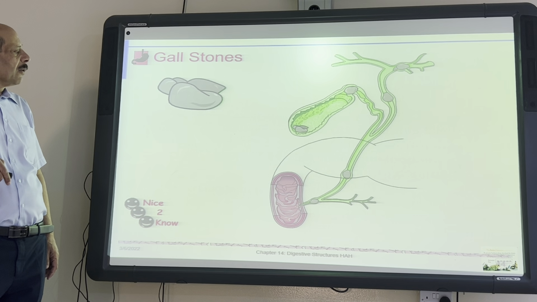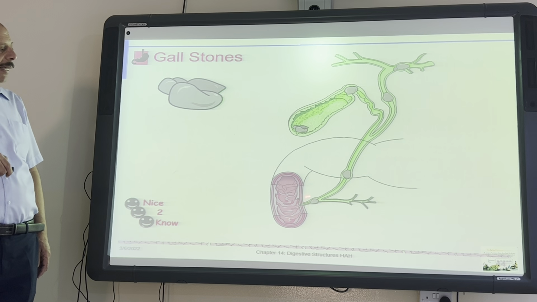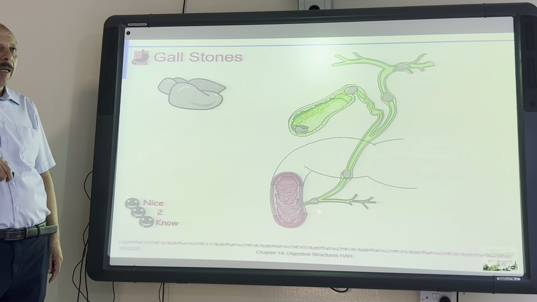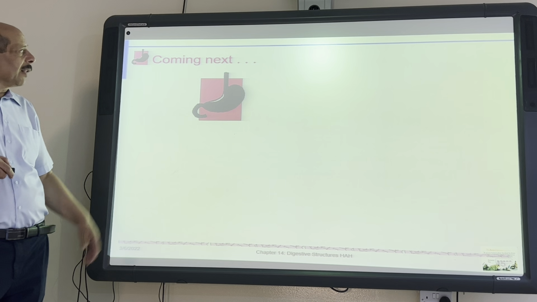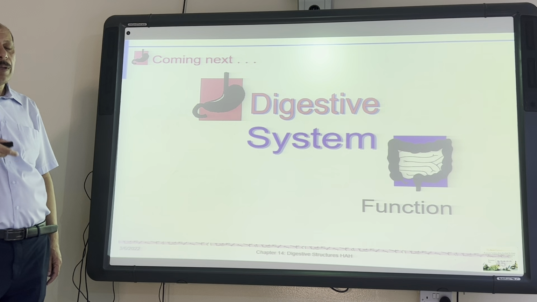This is the gallbladder stone. So it can be in the gallbladder itself, it can be in the common bile duct, it can also be at the joint between the pancreatic duct and the common bile duct. So it can be anywhere in the part of the digestive canal.